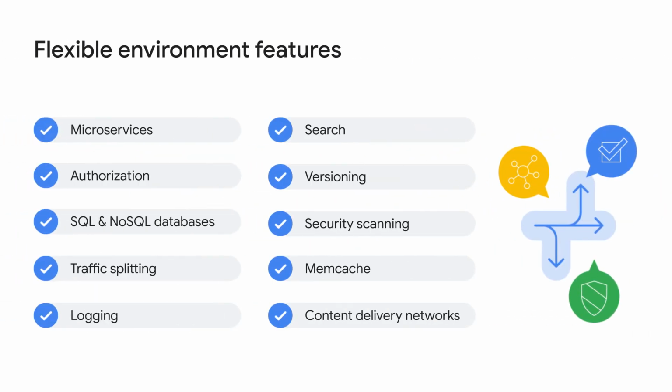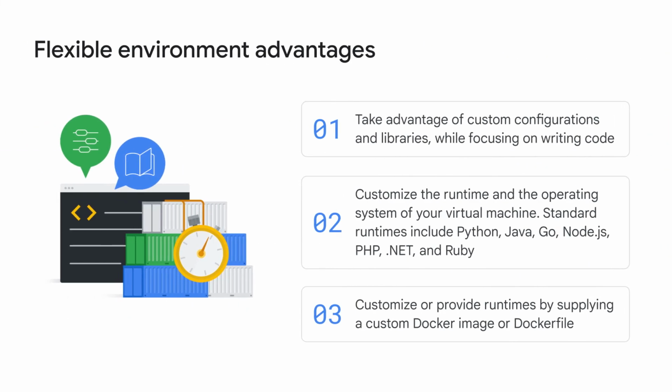The flexible environment supports microservices, authorization, SQL and NoSQL databases, traffic splitting, logging, search, versioning, security scanning, memcache, and content delivery networks. App Engine Flexible allows users to also benefit from custom configurations and libraries while still keeping their main focus on what they do best, writing code. In addition, the App Engine Flexible environment allows you to customize the runtime and the operating system of your virtual machine by using Docker files.